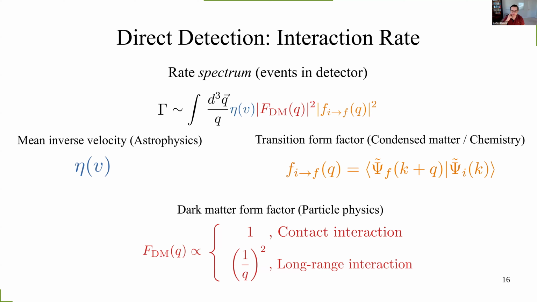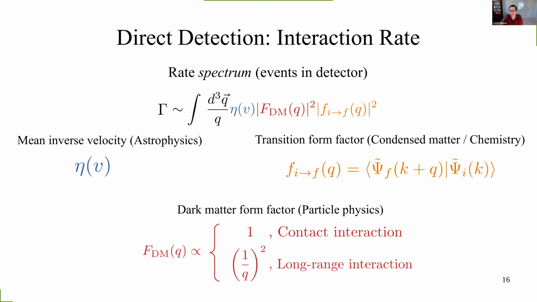And finally, this thing in orange is the transition form factor. And that really is where the condensed matter or the chemistry come into the problem, and where we're discovering that this really requires a new approach to this. This sort of requires us to talk to people that are in different departments.